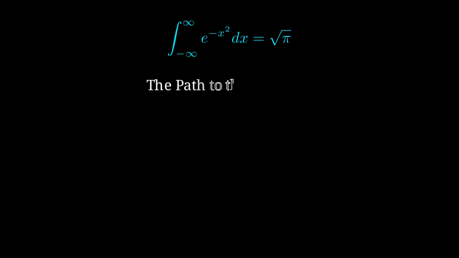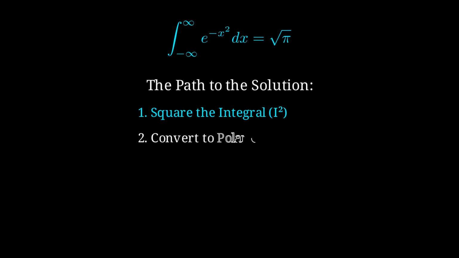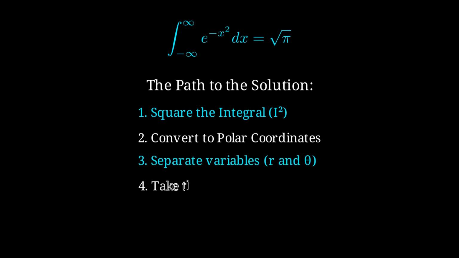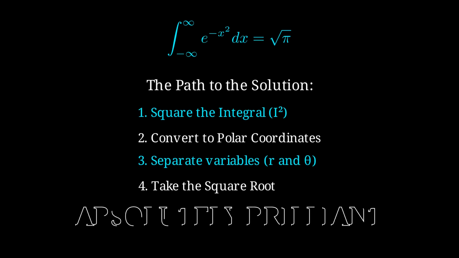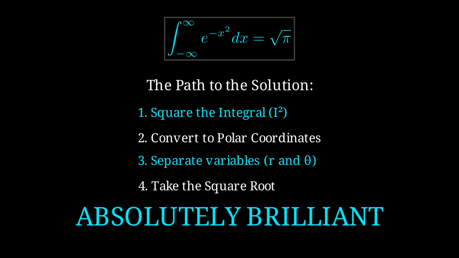And there it is. The integral from negative infinity to positive infinity of e to the negative x squared dx equals the square root of pi, which is approximately 1.77245. This is the Gaussian integral, and it's one of the most important results in all of mathematics. Think about what we just did. We squared the integral, converted it to polar coordinates, separated it into two simpler integrals, and then took the square root at the end. It's indirect, creative, and absolutely brilliant.